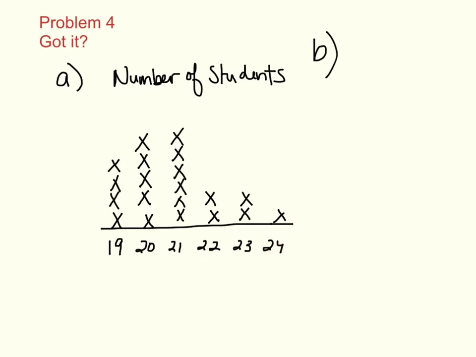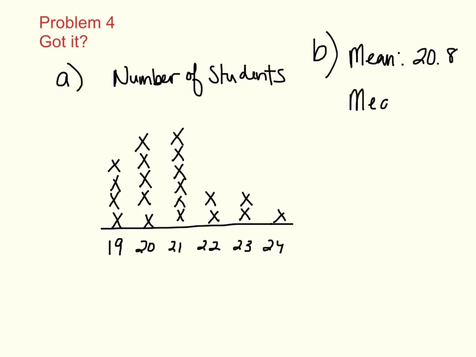Part B says, find the mean, median, and range of this data. So the mean, add them all up, divide by how many scores are there, and it looks like there are 1, 2, 3, 4, 5, 6, 7, 8, 9, 10. 10 times 2 is 20. So there are 20 scores. If you added all 20 scores up, divided by 20, you would get a mean of 20 and 8/10.